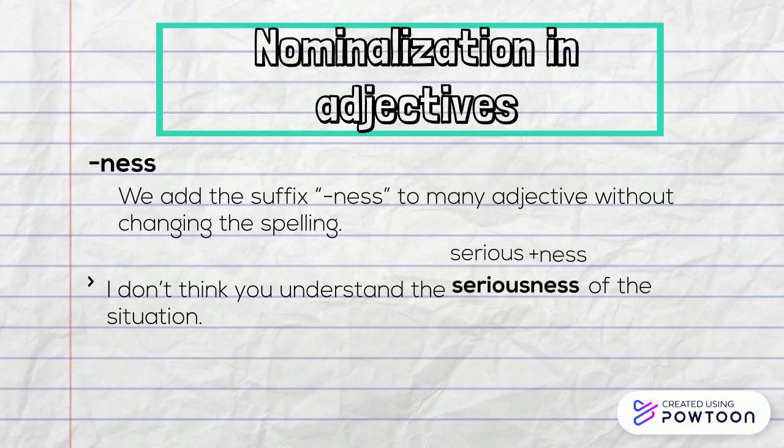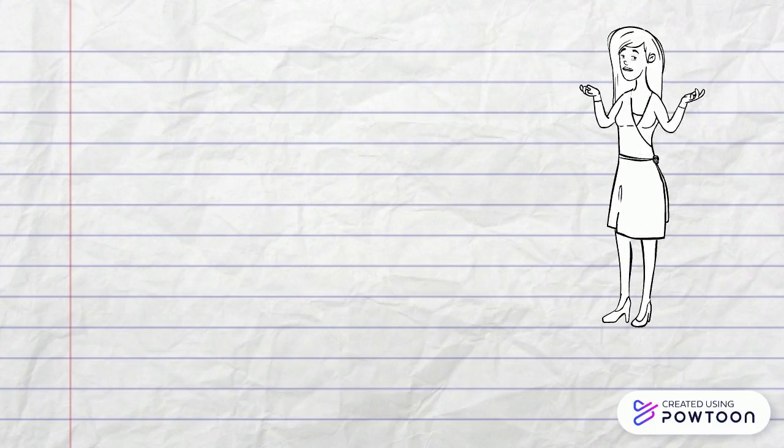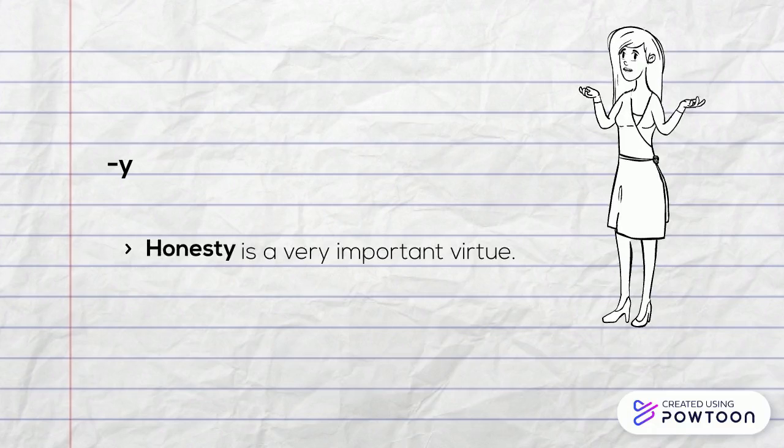And for example, also, "The hardness of a diamond makes it a great cutting tool." We have the adjective hard, we add -ness and we have hardness and it becomes a noun. And then the second suffix is -y, and here we have an example: "Honesty is a very important virtue." We have the adjective honest becomes the noun honesty.